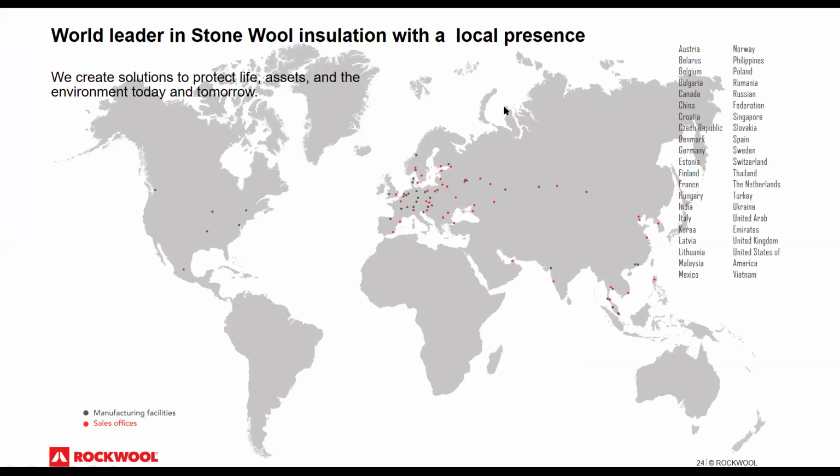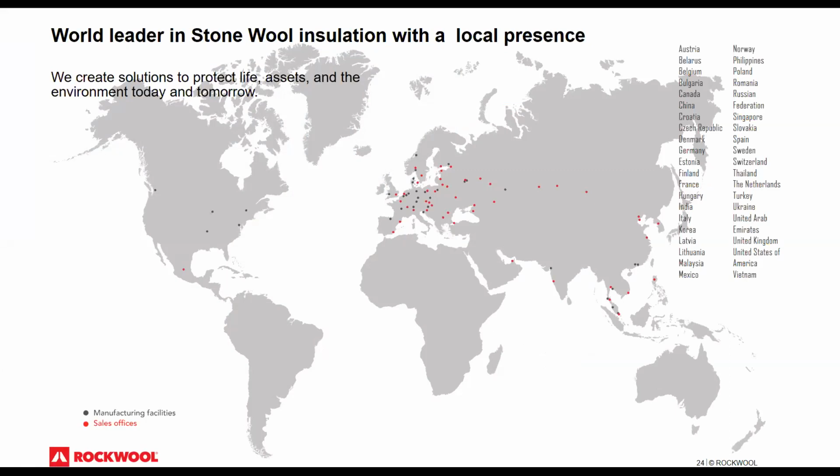So Rockwool is a company based out of Denmark. We have been making stone wool insulation for the last 80 years. We have approximately 40 factories worldwide and 10,000 employees.